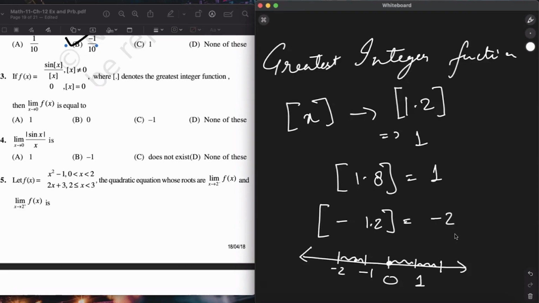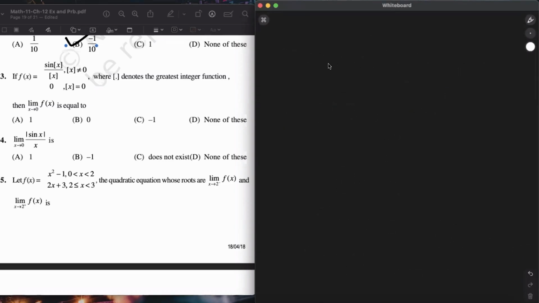Suppose I had given you a minus 0.1. So you were in this region. So it will return minus 1. If you put a GIF over here, it will return a minus 1. So this is how it behaves. This is the GIF function. Now let's get back to the question. So the question is given to us.